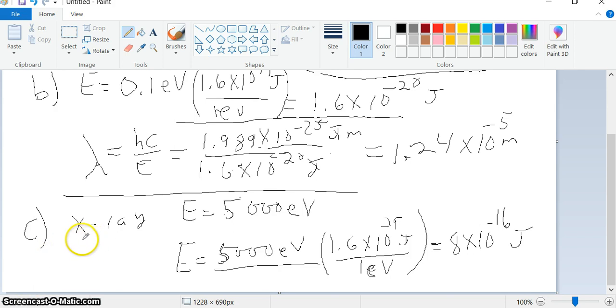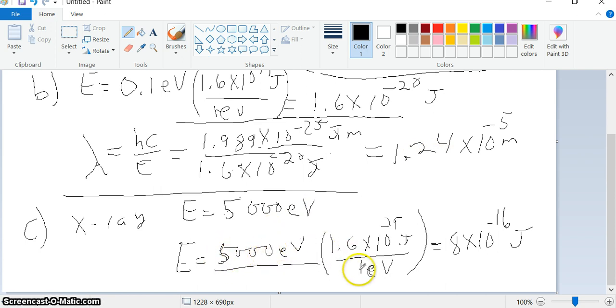All right, let's finish this problem up. In part C, they give us the energy of an X-ray as 5,000 electron volts. Remember the other ones we were talking about, 2 electron volts and 0.1 electron volts. The 2 gave us a photon in the visible part of the spectrum. This one gave us an energy in the microwave region. All right, so anyhow, we do the exact same thing.